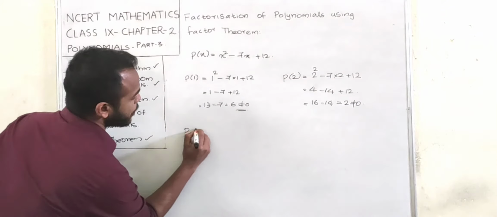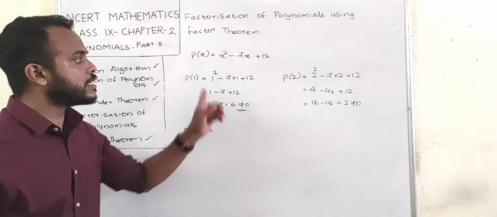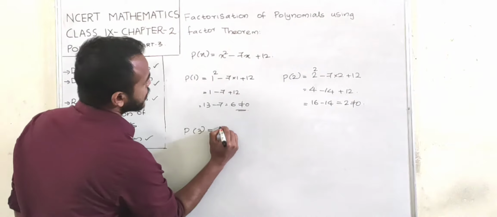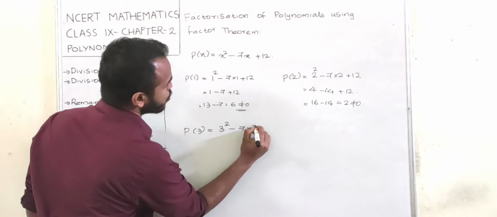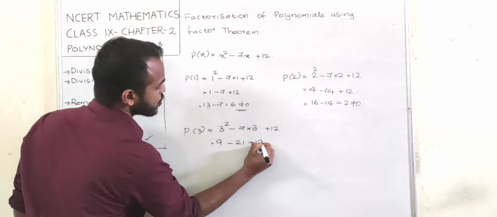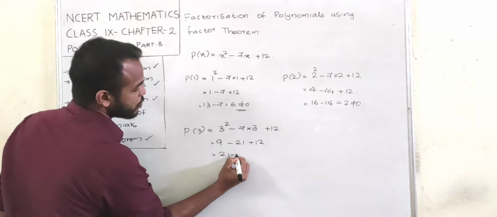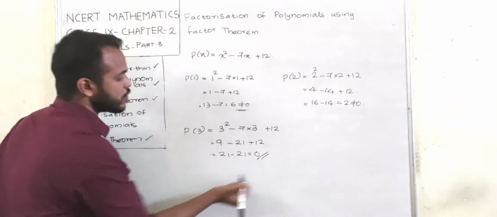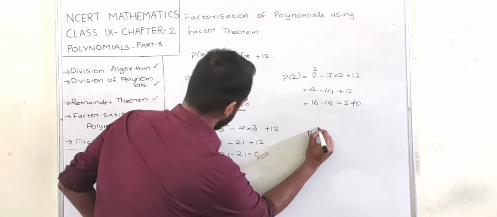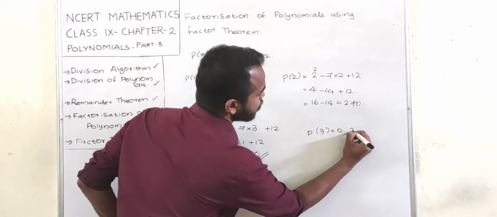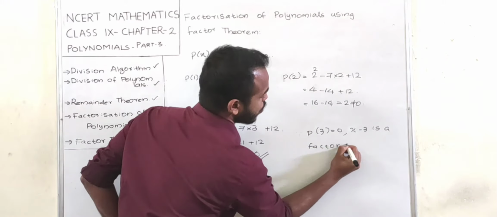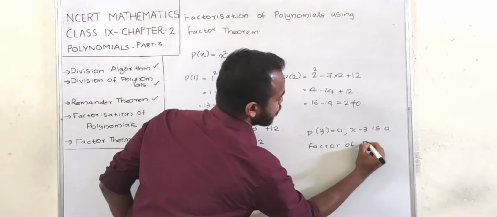Now next we will see p of 3. Actually, we could also check p of minus 1, p of minus 2, but I am going to check p of 3. That is 3 square minus 7 into 3 plus 12. So 9 minus 21 plus 12. 9 plus 12 is 21, minus 21 is equal to 0. So what can we conclude from this one? We can write, since p of 3 is equal to 0, x minus 3 is a factor of p of x.